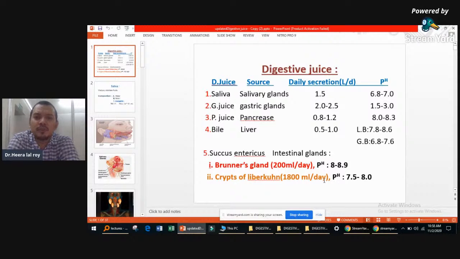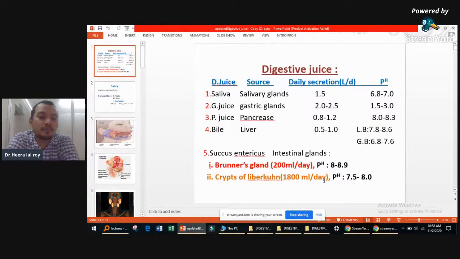It is around 0.8 liter to 1.2 or 1.5 liters, some authors say. And look at that: the gastric juice was acidic, and this is basic. So very interesting, one side is very acidic and one side is very basic. You know very well, acidic means low pH and basic means high pH.